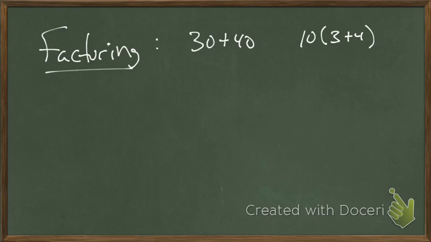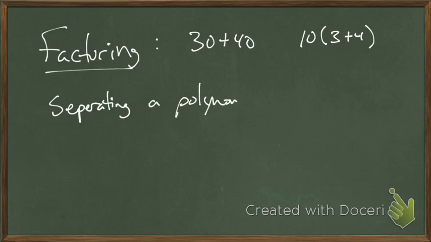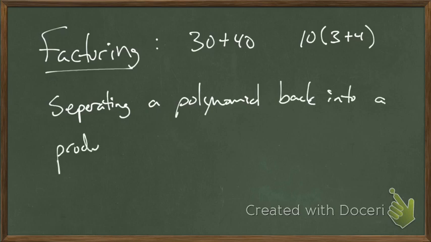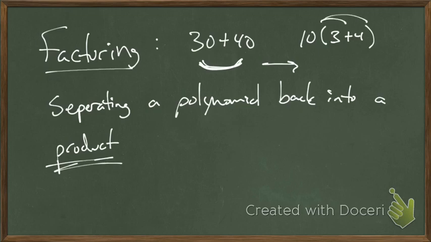So what we can say is that factoring technically is separating a polynomial back into a product. Product means we're looking at that multiplication, right? So we took this two-term polynomial here, and we turned it back into a product. So we've been doing this for a while, right?